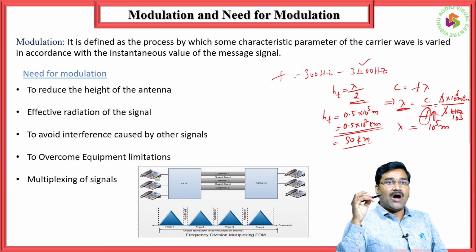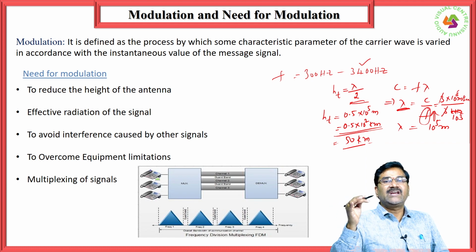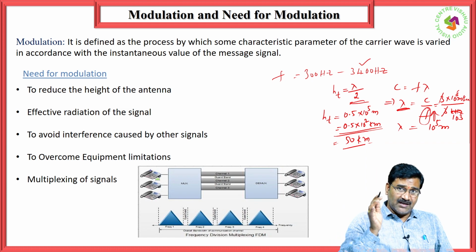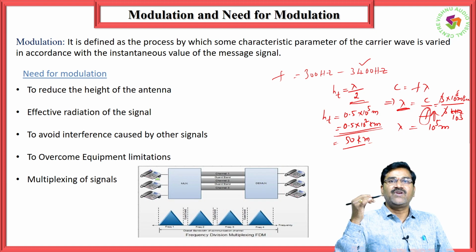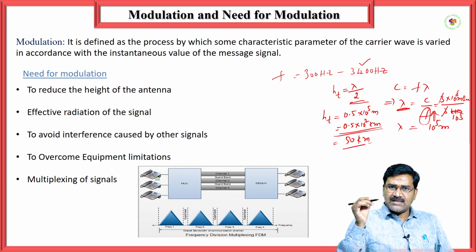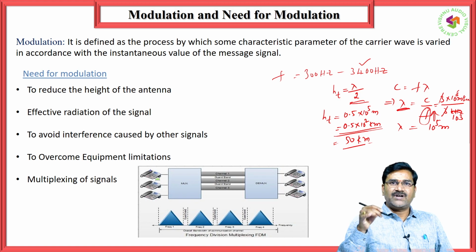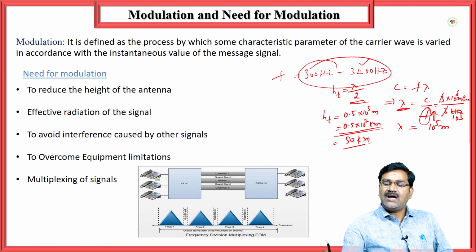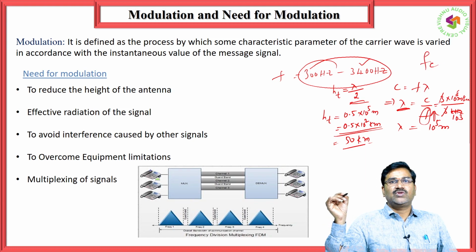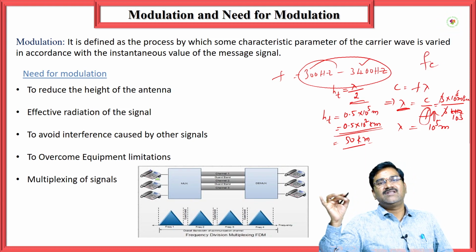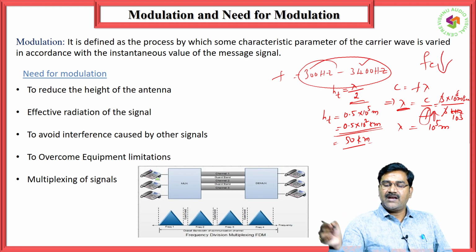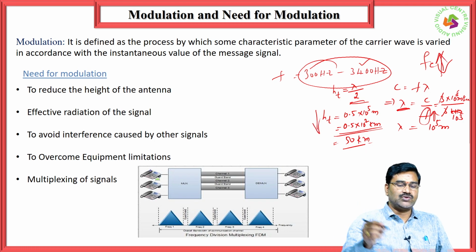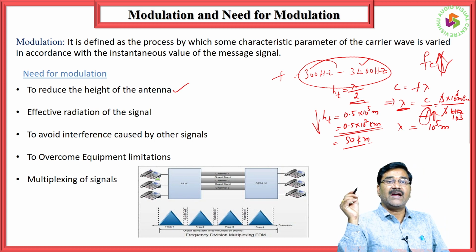So here, how to increase this frequency? By making use of a carrier signal. So the carrier is a high frequency signal which will be used as a catalyst for translating the low frequency signal, your message signal, to the high frequency carrier, so that the translated signal will be in the FC range, so that the antenna height can be reduced. So the first point is to reduce the height of the antenna.